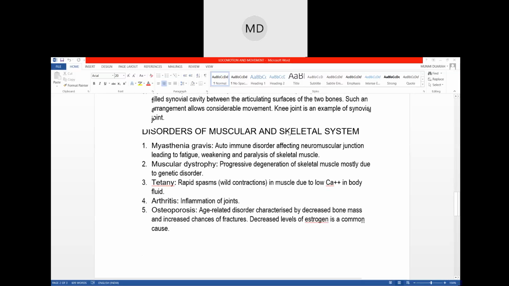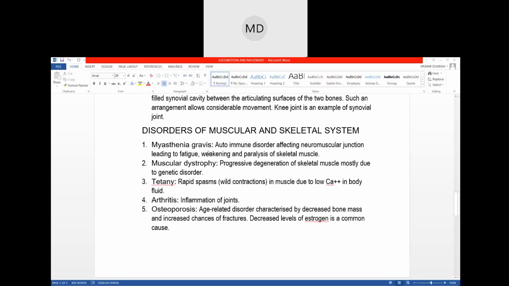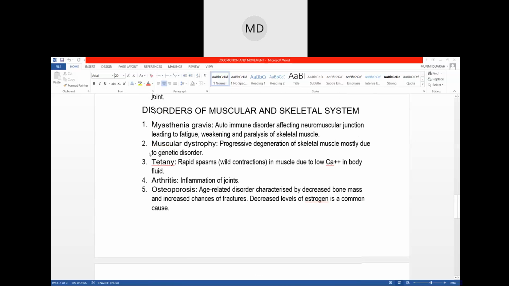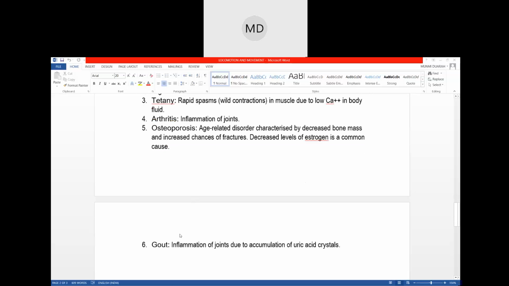Now comes the disorders of the skeletal and muscular system. Disorders means diseases, as in most of the chapters. At the end of the chapter, there are disorders related to these systems. Like while discussing the digestive system, there were disorders of the digestive system. While discussing the respiratory system, there were disorders like asthma and emphysema, right? So here also, regarding the muscular and skeletal system, there are disorders. These are the 6 diseases associated with the skeletal and muscular system: myasthenia gravis, muscular dystrophy, tetany, arthritis, osteoporosis, and gout.